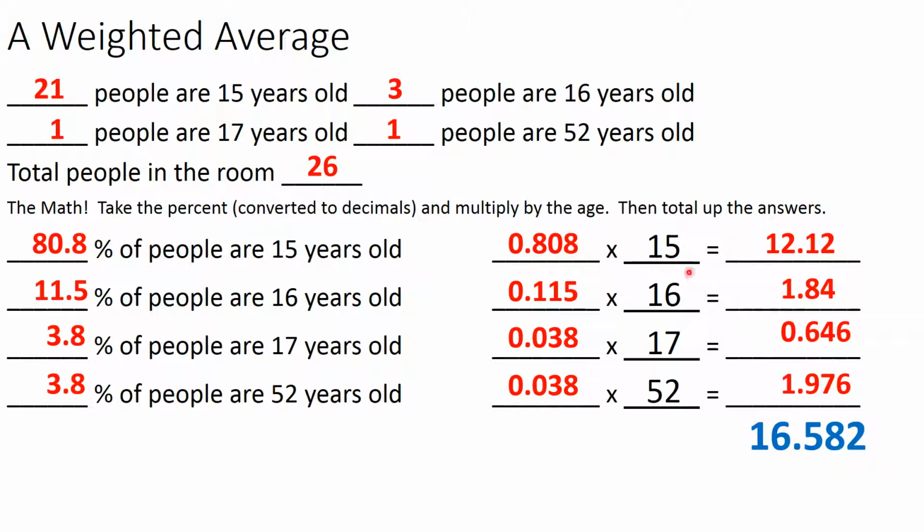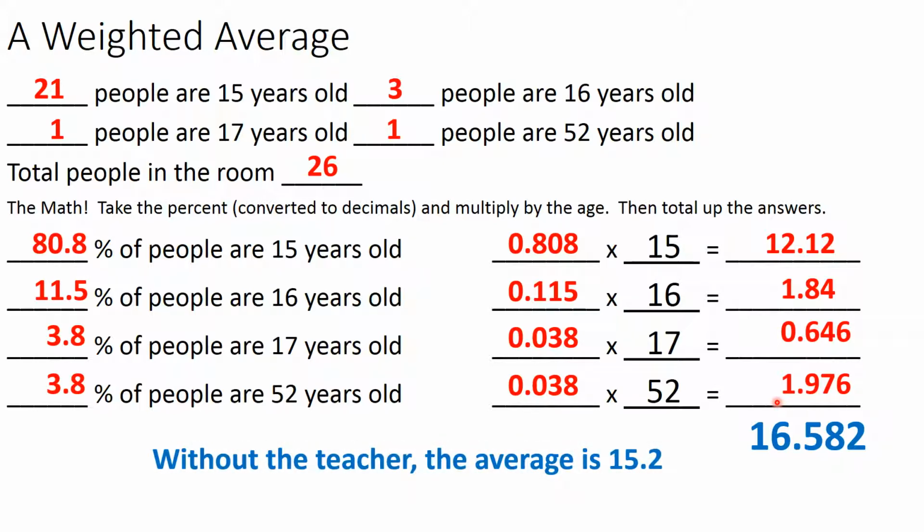Now, of course, the fact that most people are 15 and only one is 52, this 52 has a much greater weight. If we were to look at just the students and knock the teacher out of the equation, then our average goes down to 15.2. So we're much closer to 15 than we are to 16 or 17. But the average always has to fall somewhere between the smallest and the largest. And both of these numbers do.